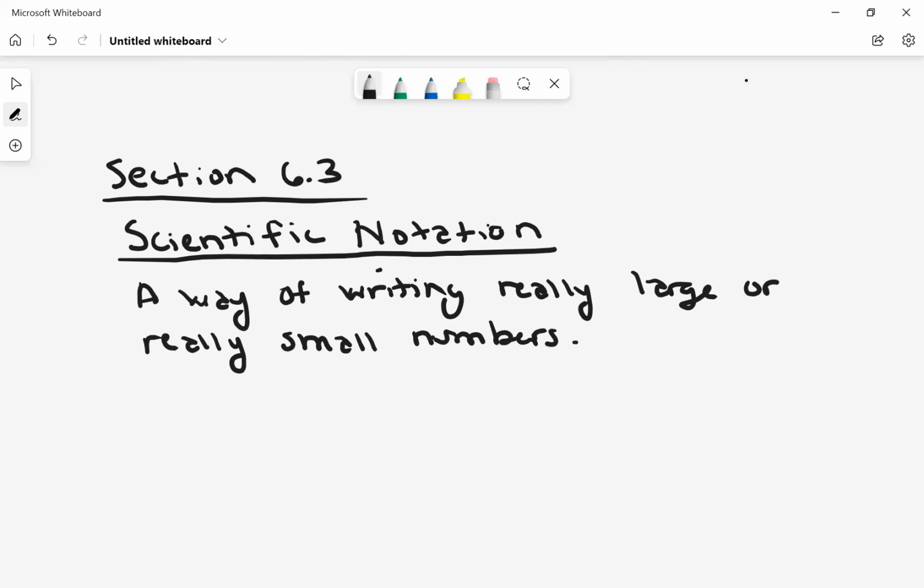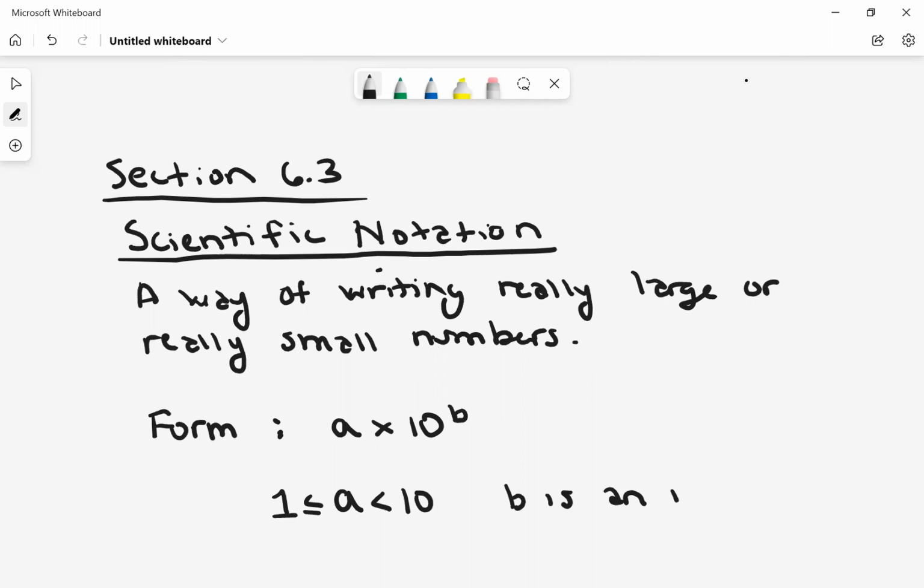Okay, so the form for scientific notation looks like this: A times 10 to the B. And A is always a number bigger than or equal to 1, but smaller than 10. So it's a single digit number. And then B is an integer. And if I were with you, I would say, what's an integer? The answer is an integer is a positive or negative whole number.